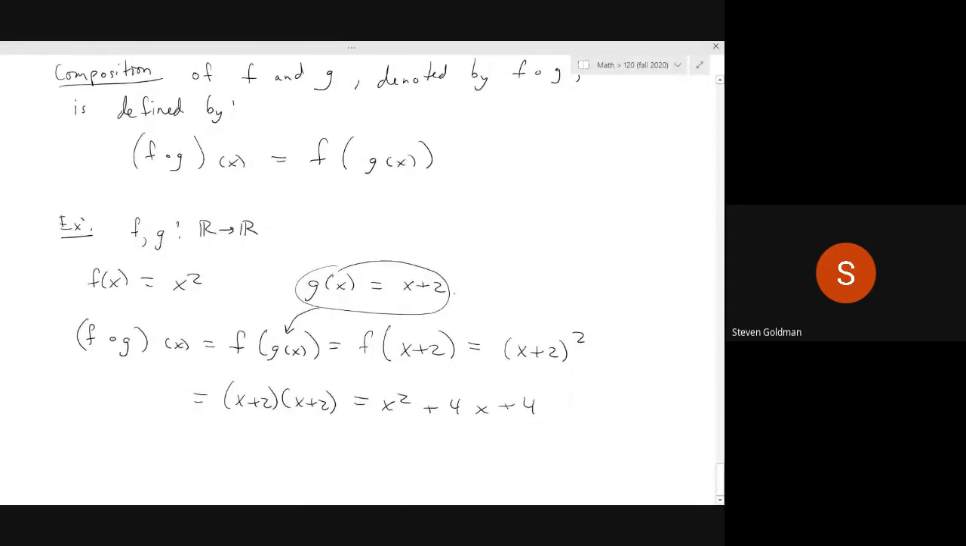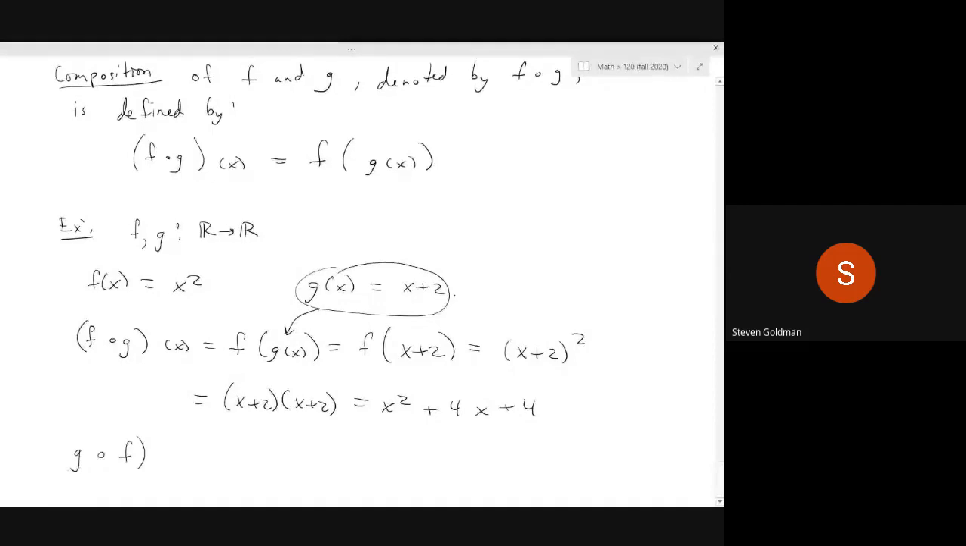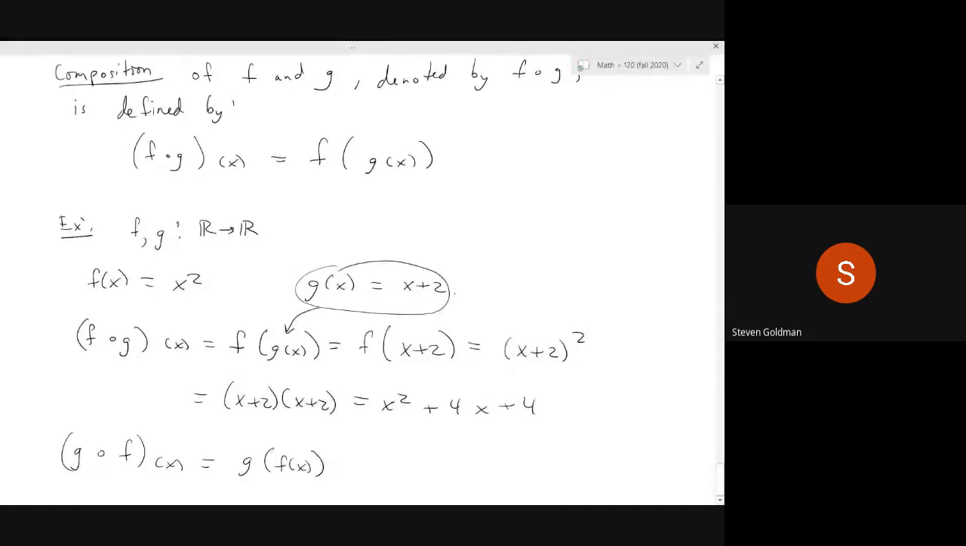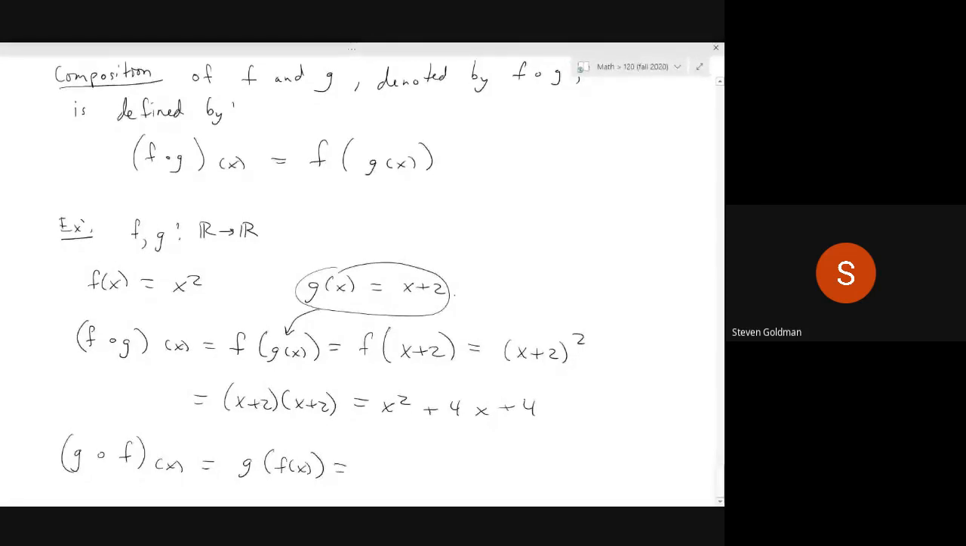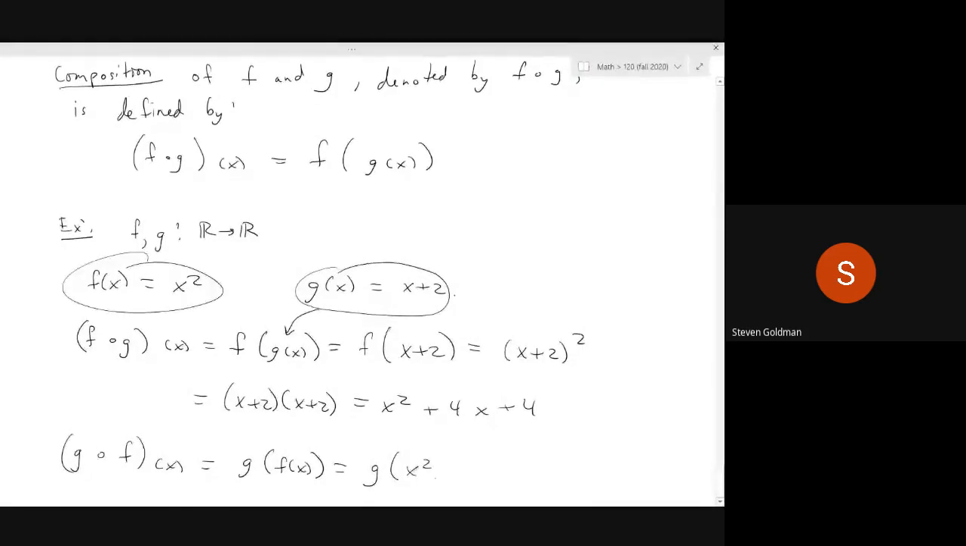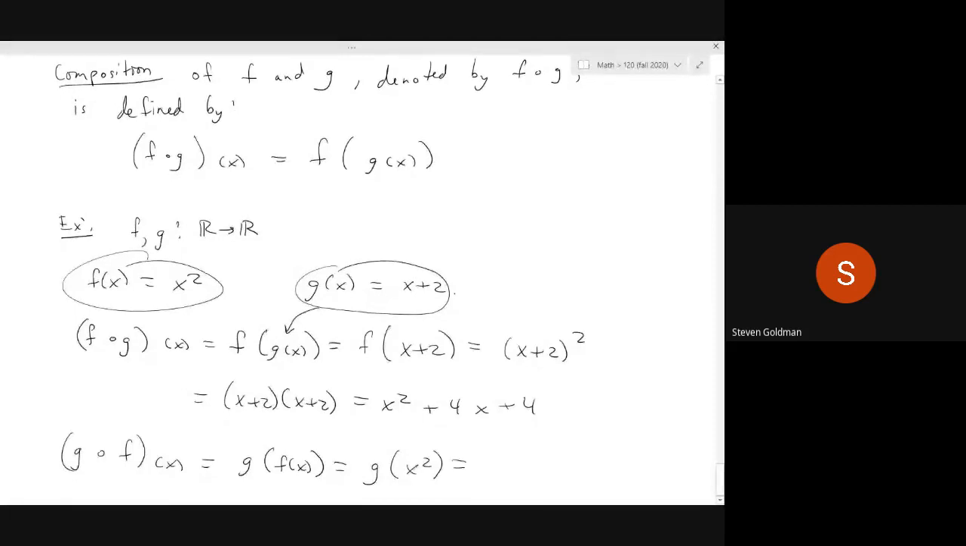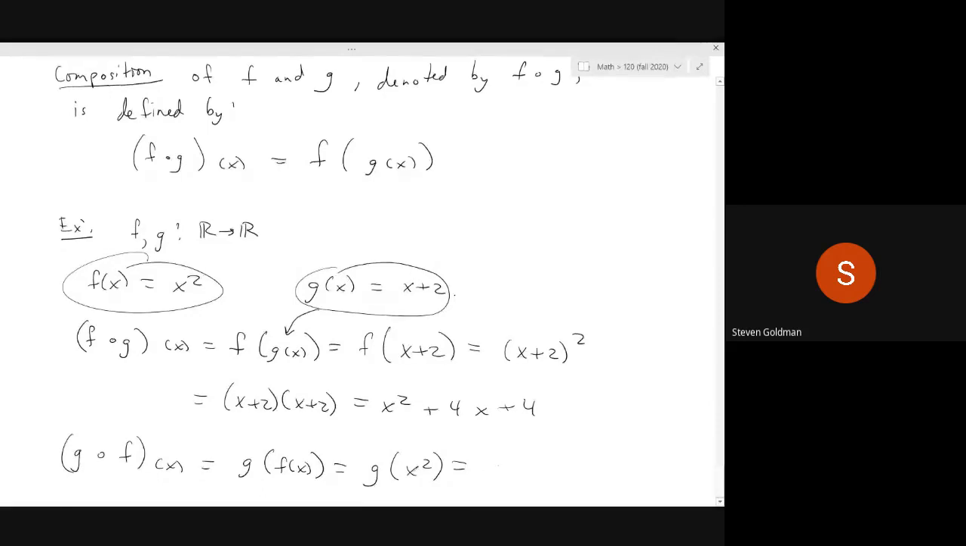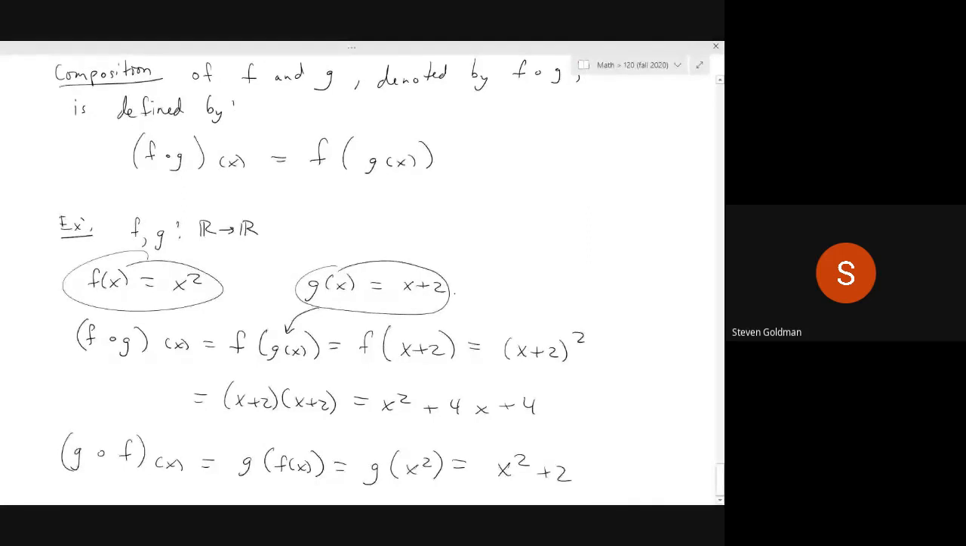What about if I do the reverse? Let's say I do the composition of g and f. So g of f of x. Okay. This is going to give me a different function. All right, this is going to be g of f of x. f of x is x squared. So I get g of x squared. So in the function g of x, wherever I have an x, I replace it with x squared. So that becomes x squared plus 2.